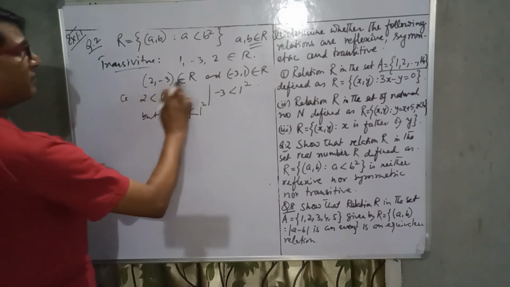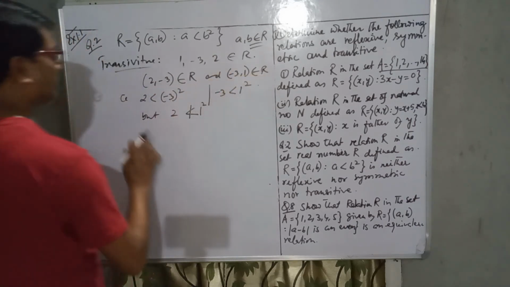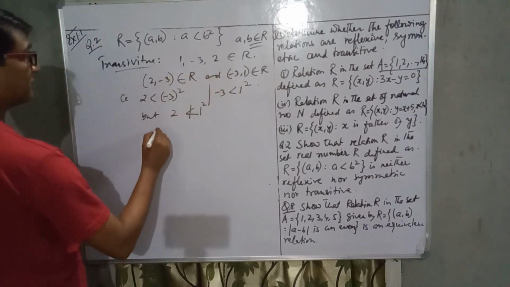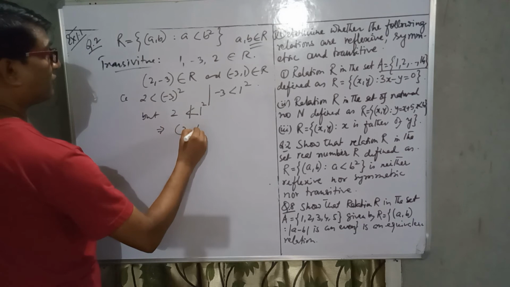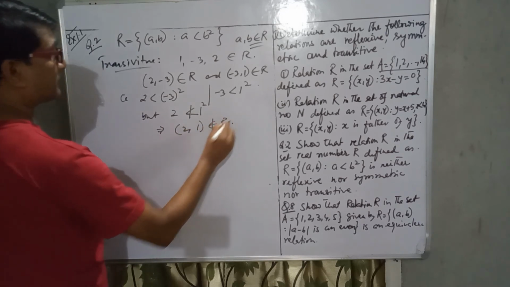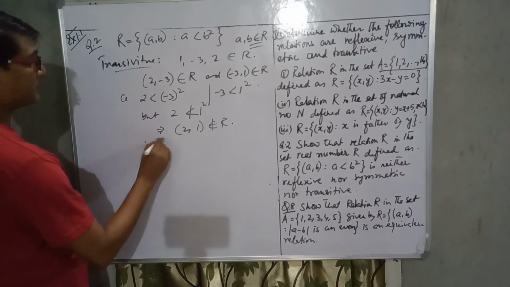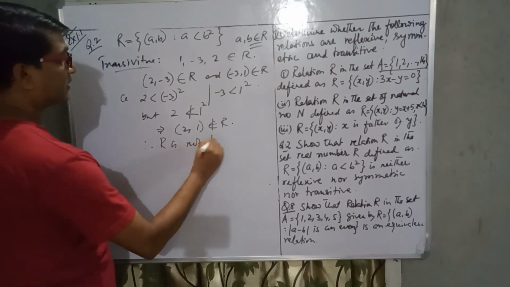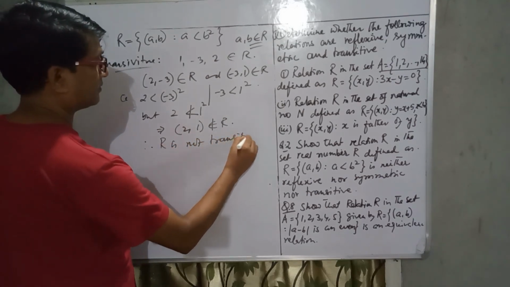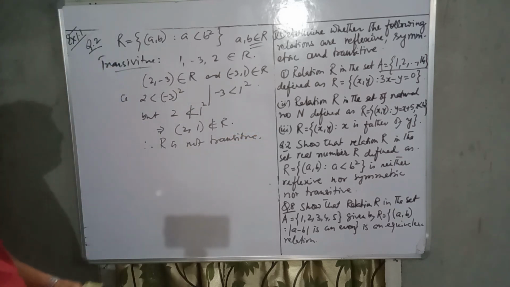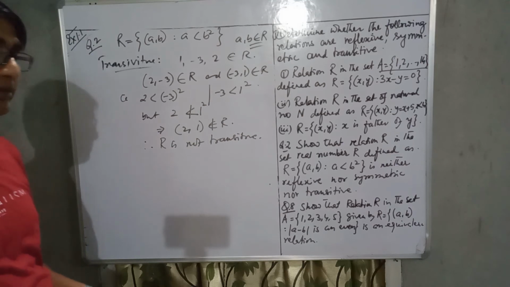(a, b) belongs to R, (b, c) belongs to R, but (a, c) never belongs to R. That means what? (2, 1) does not belong to R. Therefore R is not transitive. So this relation is neither reflexive nor symmetric, nor transitive.